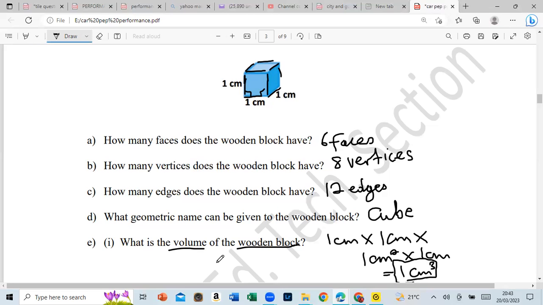It did not ask, but Mr. Bennett will do it for you guys. You guys know already, right? So the total surface area. Let us just add that.